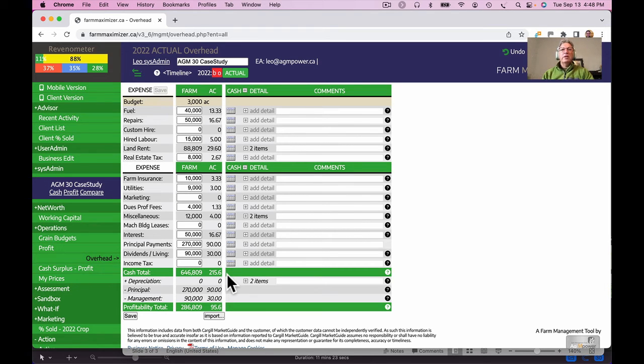Ten years ago, I encouraged farms to be at $150 an acre in overhead. Now I think they're doing really well if they're under $200 an acre. Farms below $200 an acre today, I sometimes suspect them of not being forthright in all of their numbers. Or they just have no debt and no rent. Most farms are between 200 and 250.